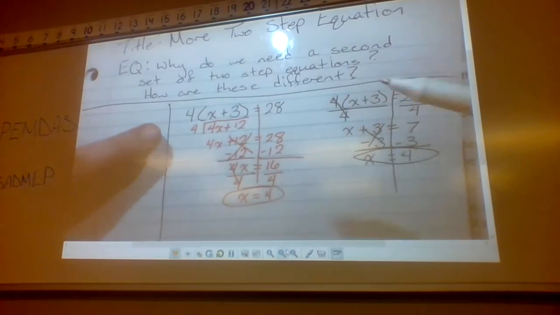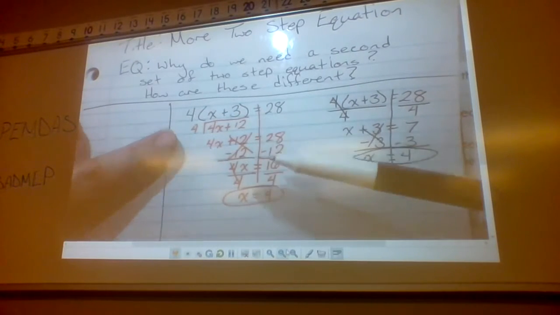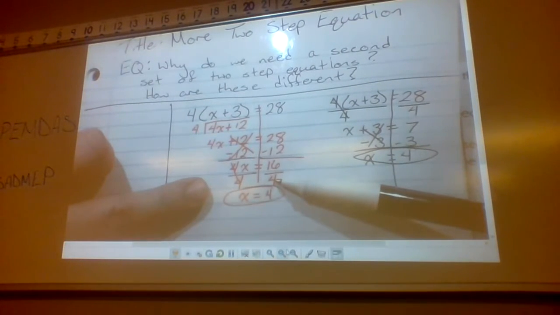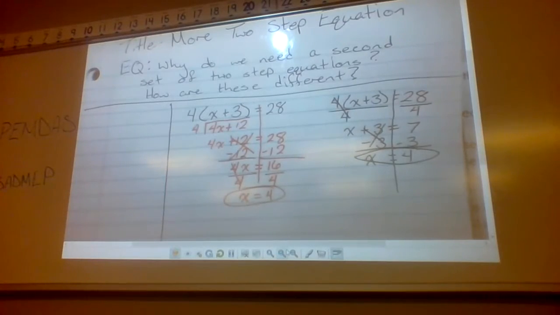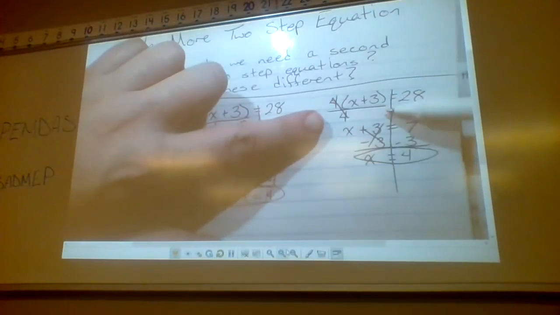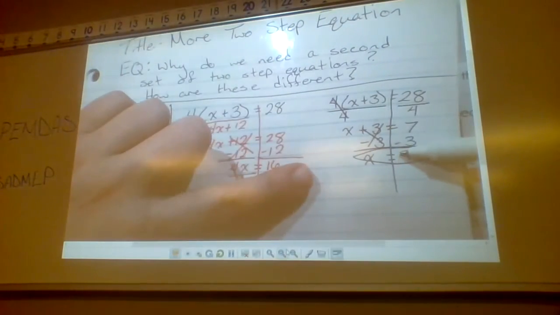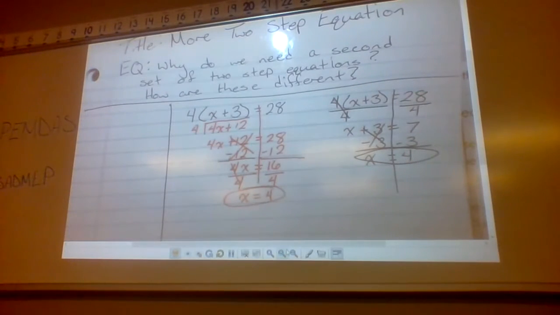So the first one was 3 steps. You distribute, you subtract, you divide. There's 3 steps. The second method, you divide, you subtract. There's 2 steps. Doesn't matter which way you choose. Am I going to be upset with either way you choose? No.